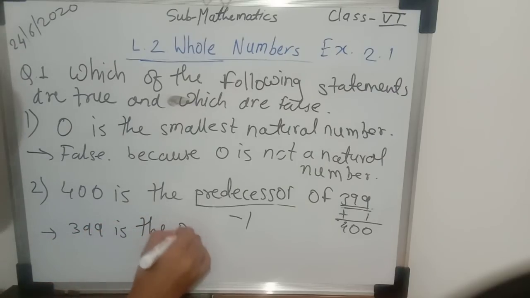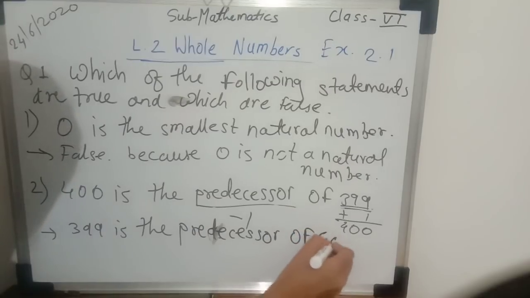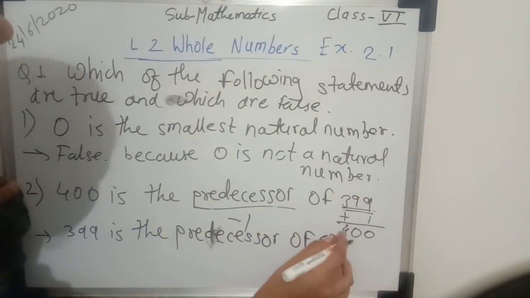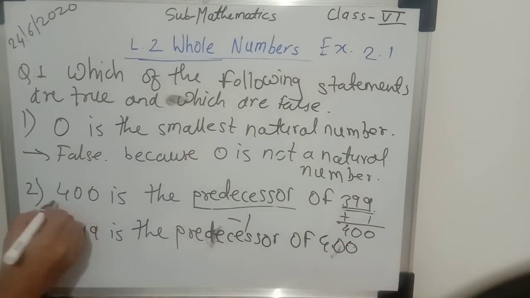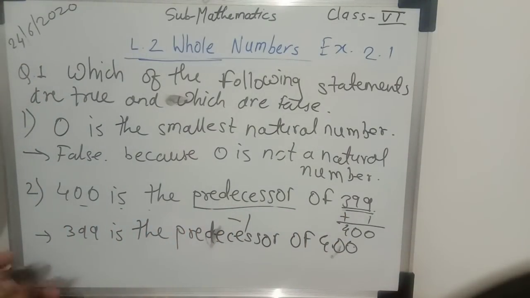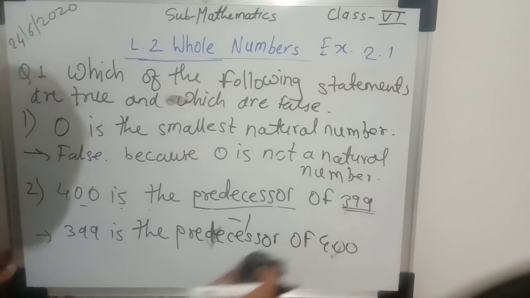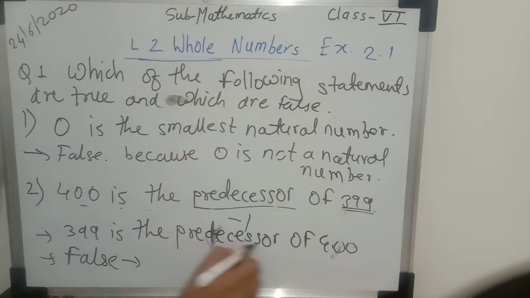399 is the predecessor of 400. Okay, so here what is our statement? 400 is the predecessor of 399. That is totally wrong. So the statement is false. And how to correct this statement? That is, 399 is the predecessor of 400. Now let's see the other statements.